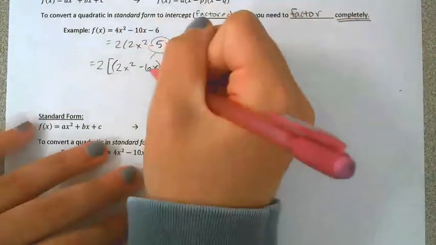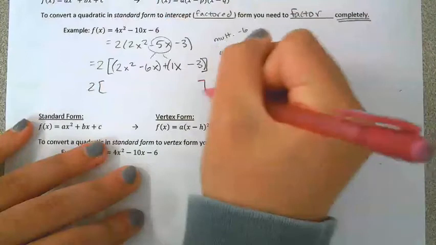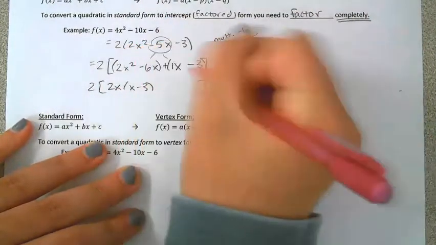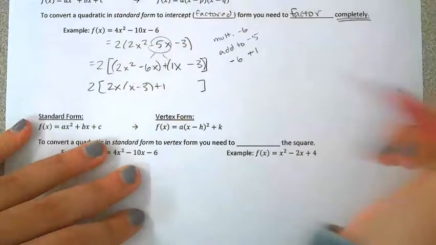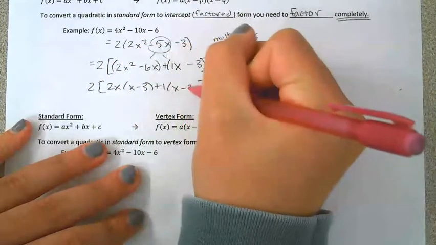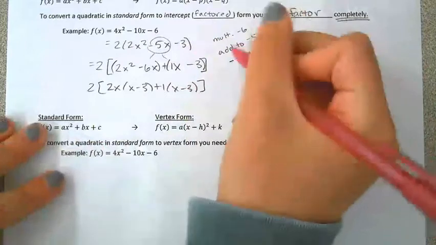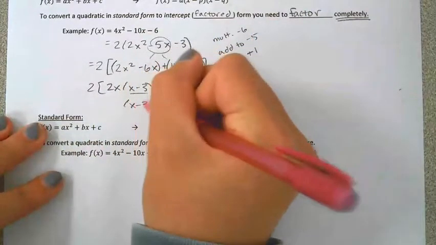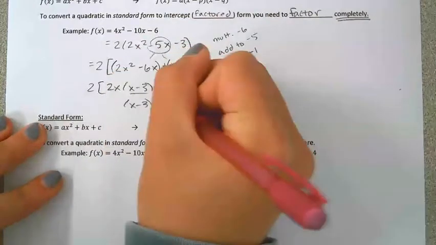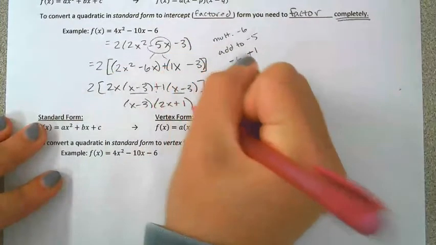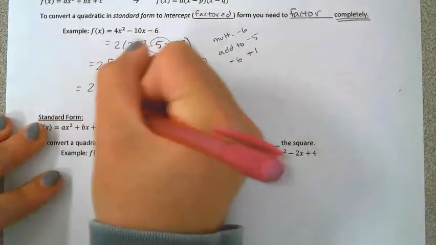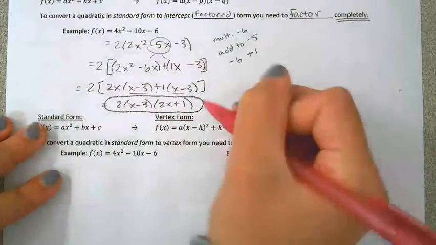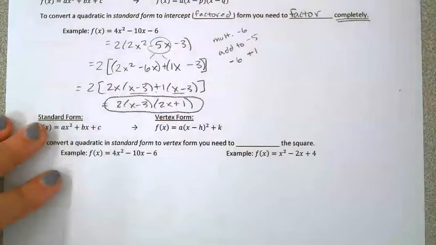My GCF here is going to be 2x, and then I'm left with x minus 3. Here, my GCF is just 1, and then I'm left with x minus 3. So my new form is, okay, these are the same, so I've got x minus 3, and then what's left is 2x plus 1. And then I bring down the 2. So this is my new intercept or factored form.